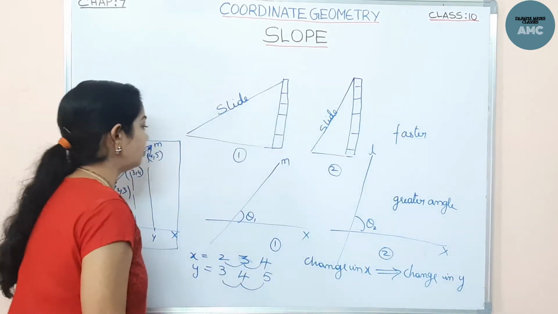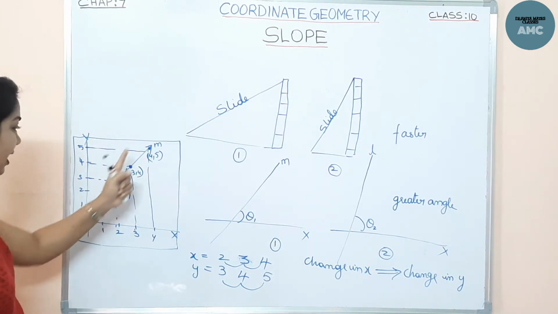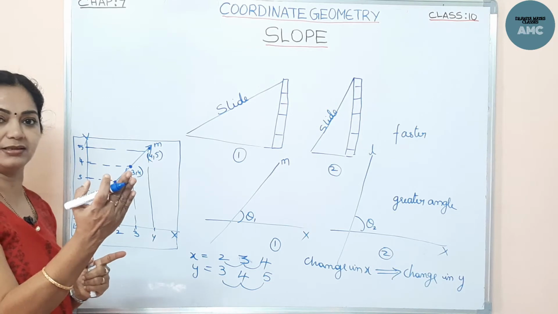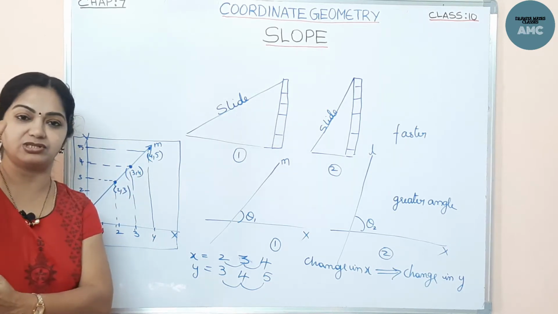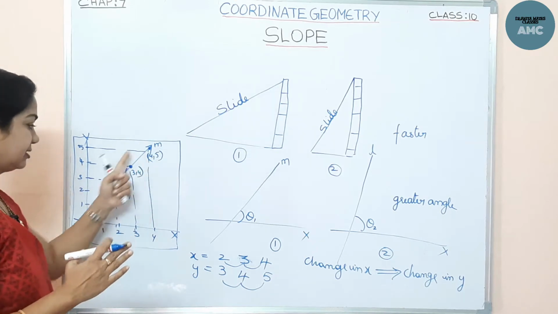Isn't it? Here also there is an inclination. This line is making some angle. No, it's not straight. It is making an inclination. A steepness is there, this angle.